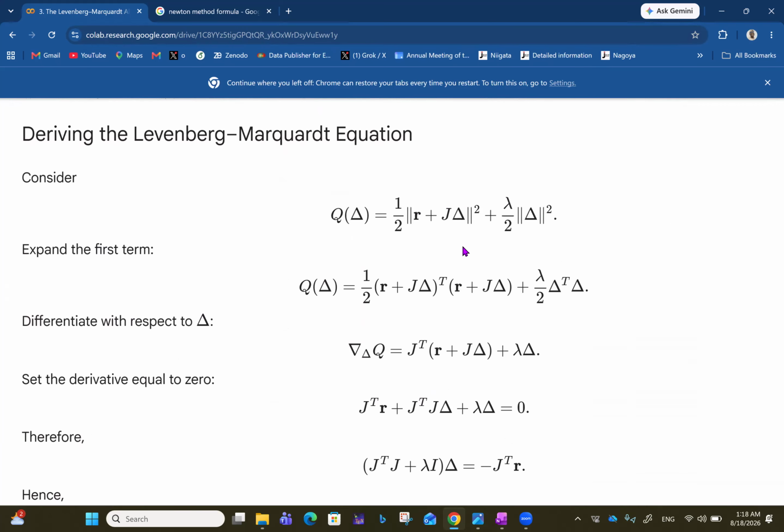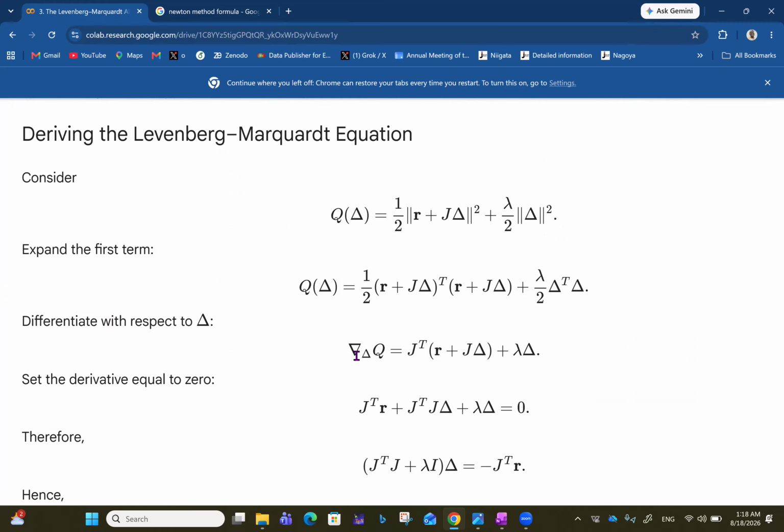So if we expand this first one now, because we're dealing with matrices, don't forget, we have half into (R plus J del) transpose multiplied by (R plus J del). And on this other hand, we have lambda over 2. Then because this is squared, now we have del transpose del. So differentiate with respect to del.